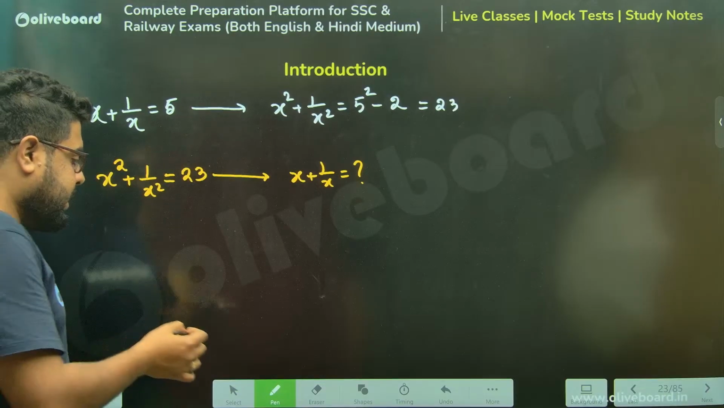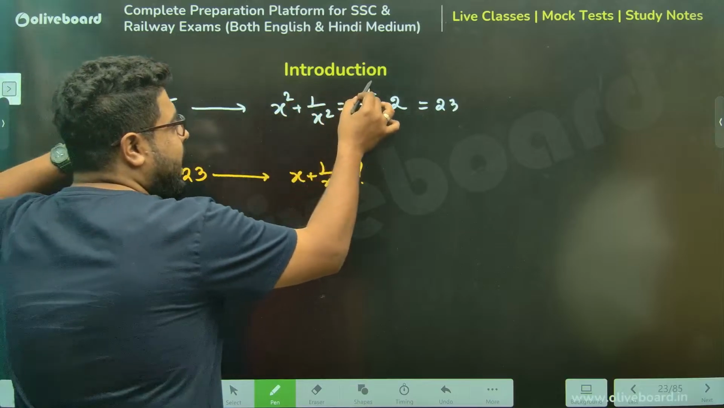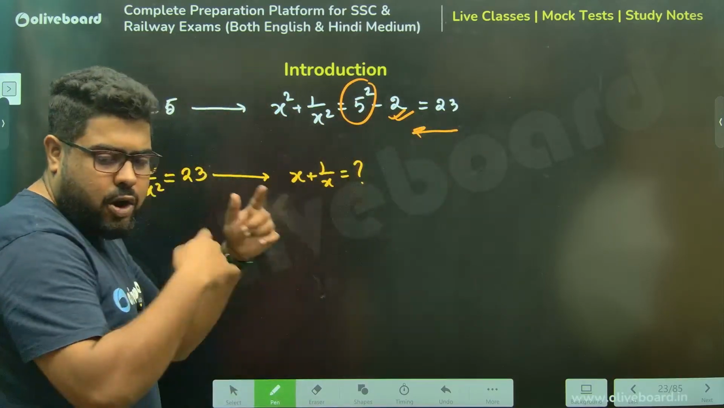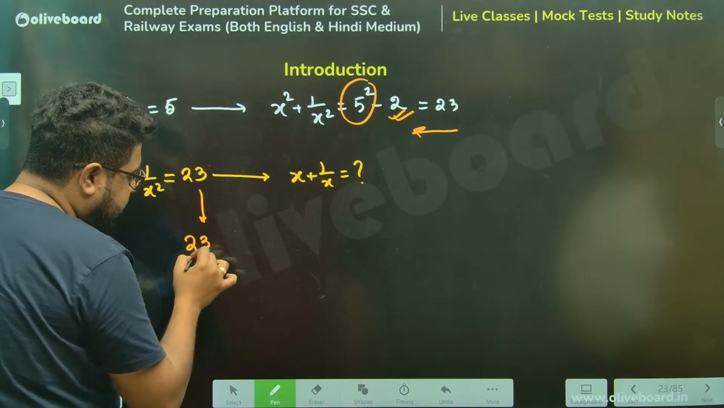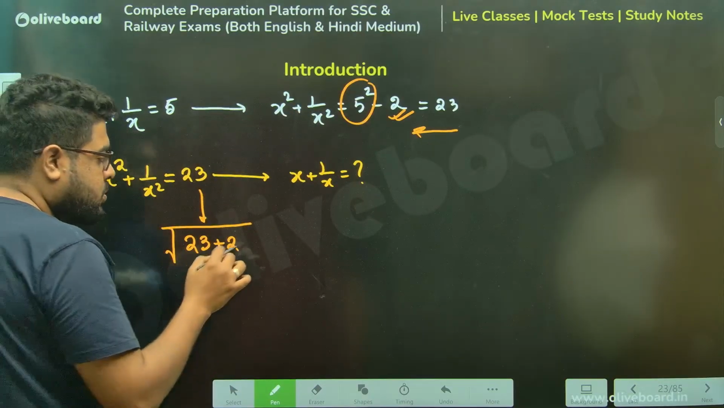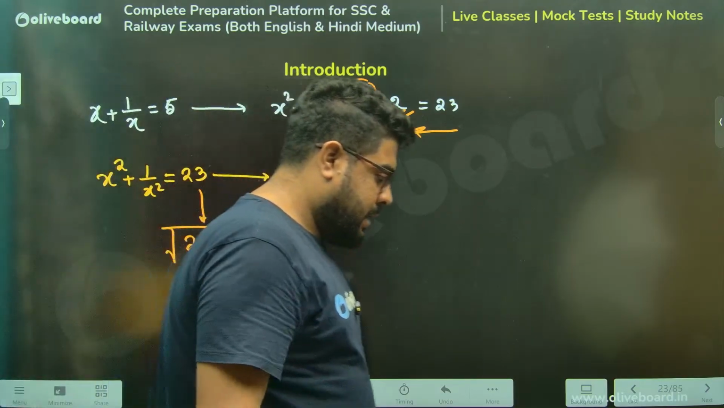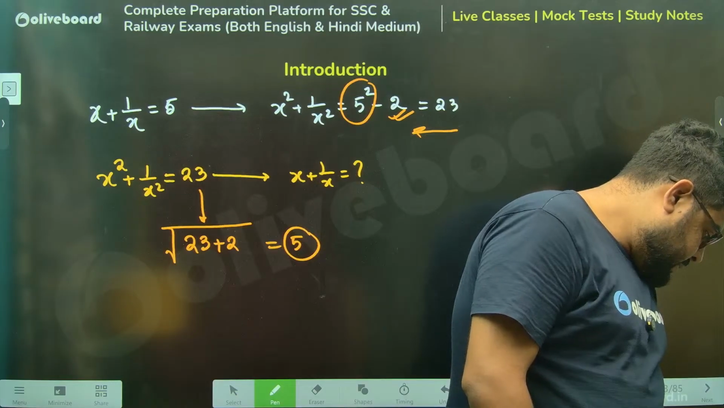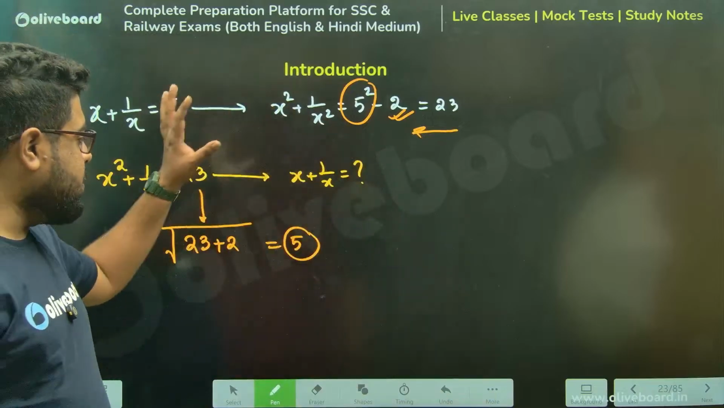So please understand, backtrace your steps. Here you are squaring, then subtracting 2. So start from this side and do it in the opposite order. Minus 2 means you add 2, sir. Opposite of squaring is square root. So this will become 5, root 25. Can you see this, everyone? Clear everyone? This is how you backtrack.